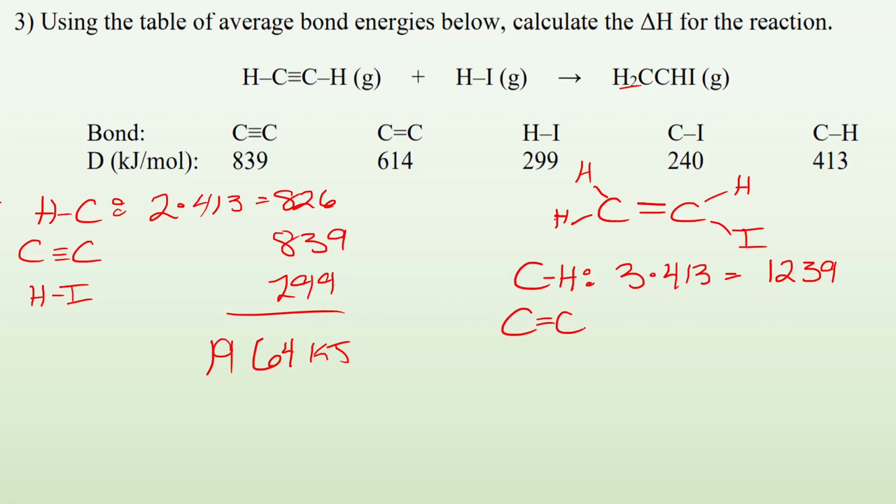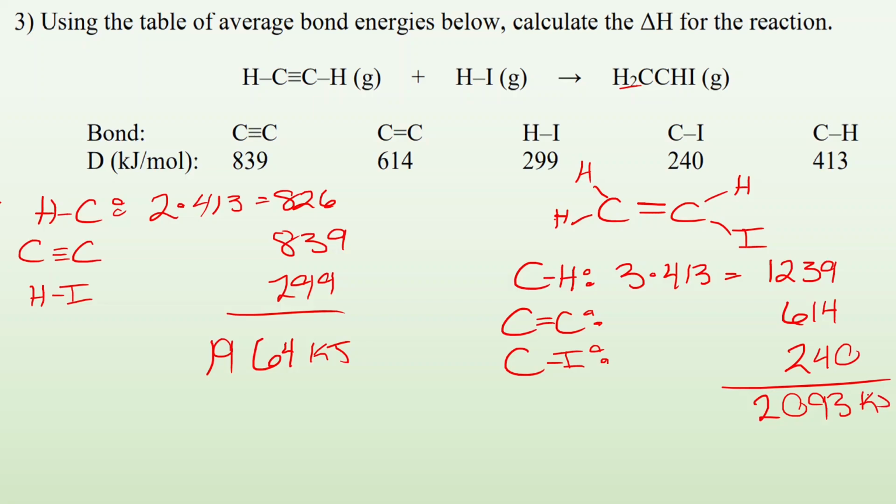There's also a carbon-carbon double bond. When that bond is made, it releases 614 kilojoules. And then there's also a carbon-iodine bond, which when it's made, releases 240 kilojoules. So when I add all those together, I get a total of 2,093 kilojoules being released. So if I want the change, well, let's see, I had to invest 1,964 kilojoules to break the bonds, and then I released 2,093 kilojoules making the new bonds, which means my overall change is negative 129 kilojoules.